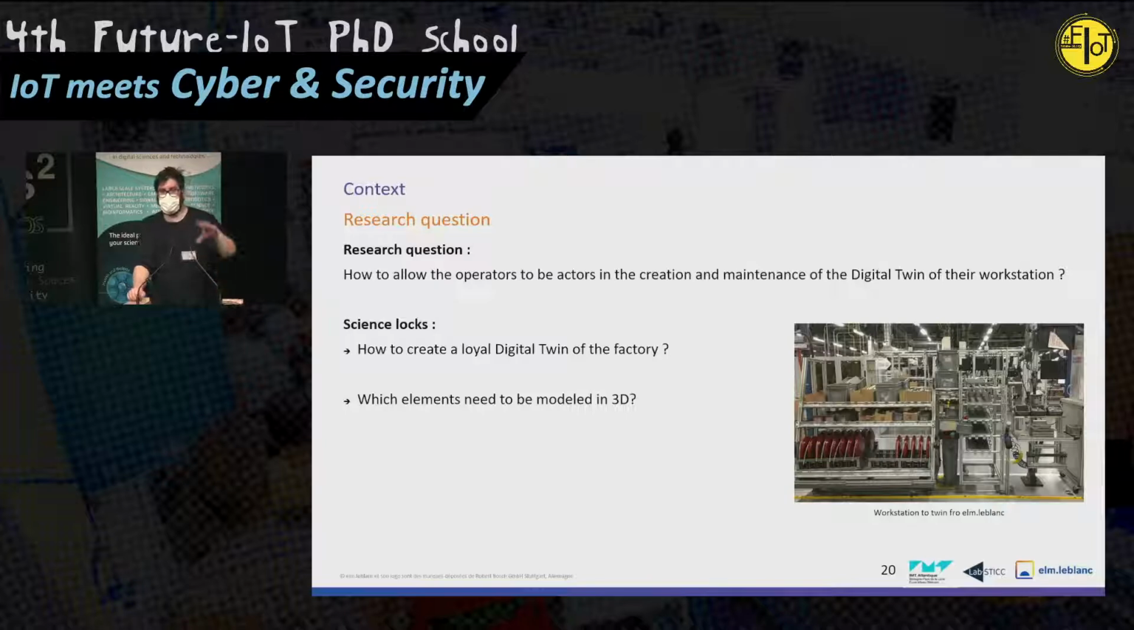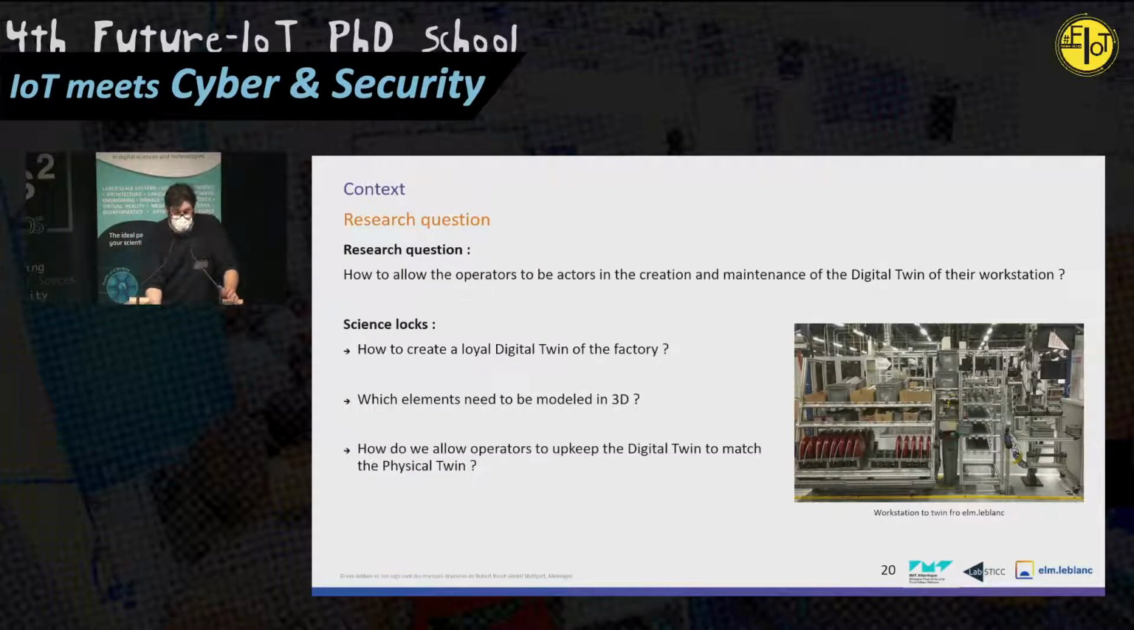So the goal is to have 3D elements representing the workstation, which will be used to lock information about these elements in case of modification. I will explain more later. And how do we allow operators to upkeep the digital twin to match the physical twin? Because if we want to train operators using AR, we need the instructions to be precise, and usually operators like to move the component boxes to simplify their work, so we need to allow the operators to modify the digital twin to match the physical twin after modifications.